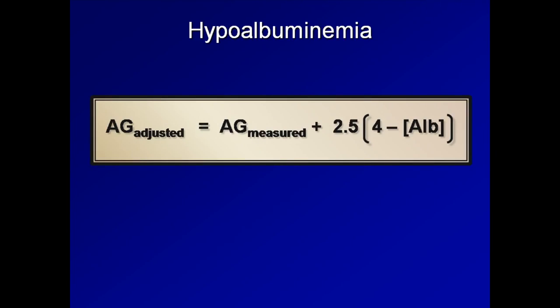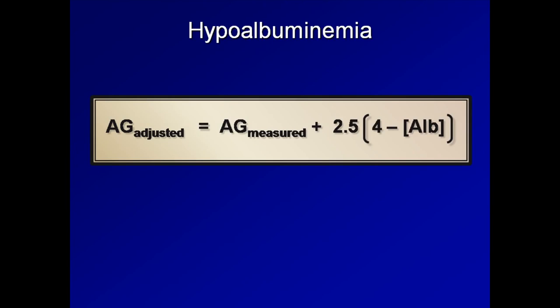The equation for this is as follows. The adjusted anion gap in milliequivalents per liter equals the measured anion gap plus 2.5 times (4 minus the albumin as measured in grams per deciliter). The reason to adjust for hypoalbuminemia is to prevent missing mild anion gaps.